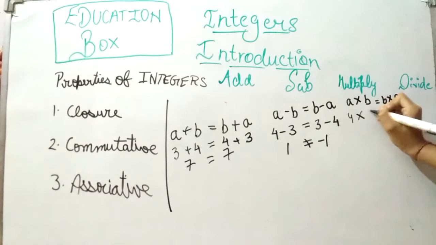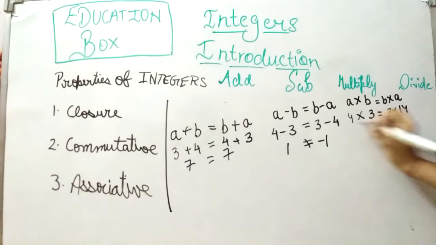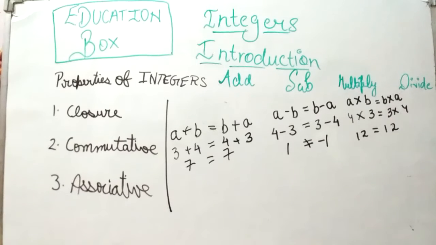4 multiplied by 3 will be equal to 3 into 4. Let's check. 4 threes are 12, and 3 fours are 12. So our answer is the same. So we can say that in multiplication, the commutative property holds.